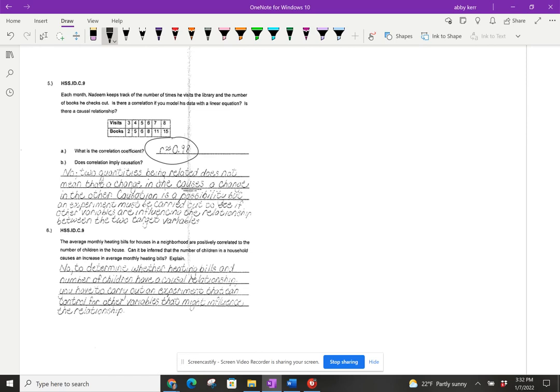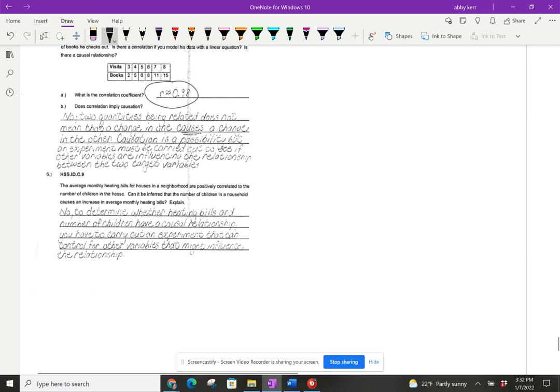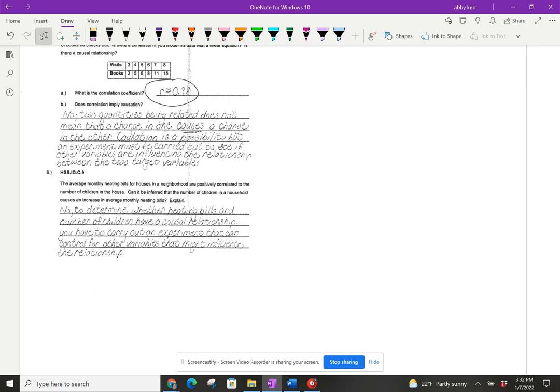We briefly talked about causation. So even though they are related, it does not mean one thing causes another. Causation is a possibility, but more can be influencing the relationship between it. The same thing for number 6.